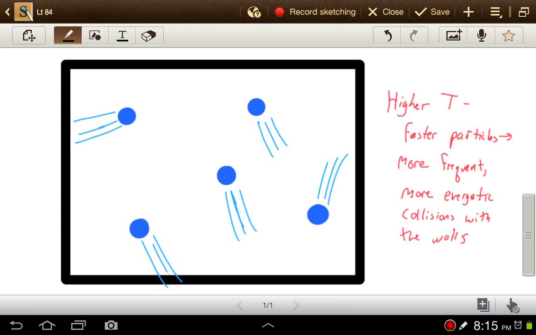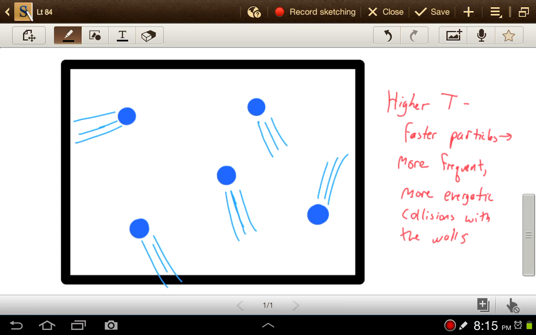We can think about a car crash involving two cars driving in a parking lot versus two cars driving on a highway. They're moving a lot faster. It's a lot more energetic, with a lot bigger forces involved. So when those particles that are moving quickly hit the side walls of the container, that side wall feels a bigger force. It feels more pressure.